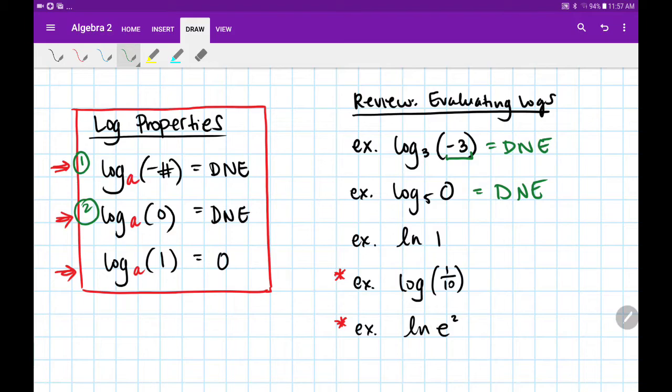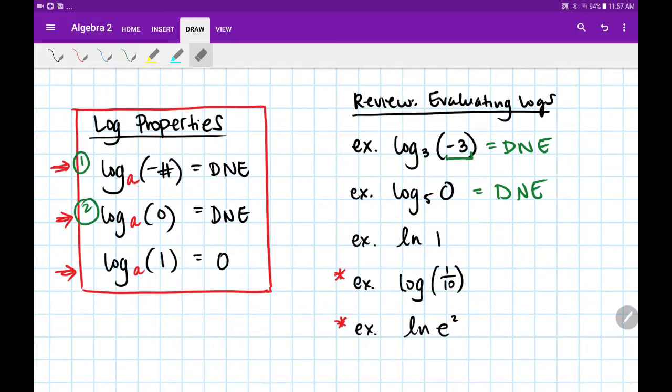And if you try different exponents, like 5 to the negative 1, you'll get 1/5. If you take 5 to the 0 power, you'll get 1. If you do 5 to the 1, you'll get 5. There's no exponent that will give us an answer of 0. So this is simply not true. The exponent does not exist.